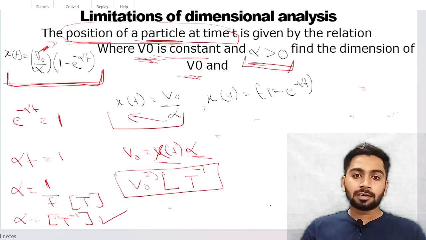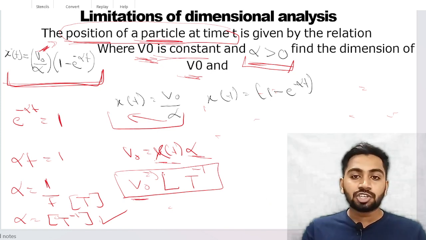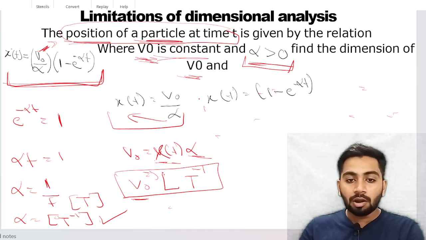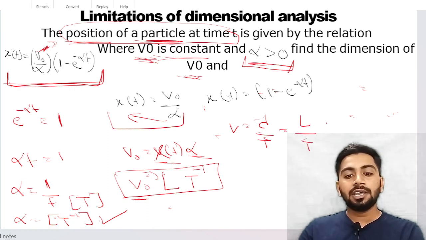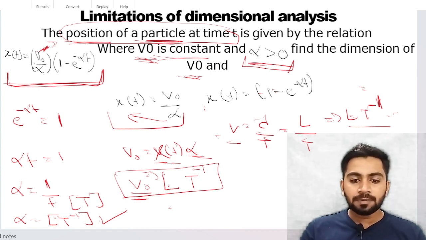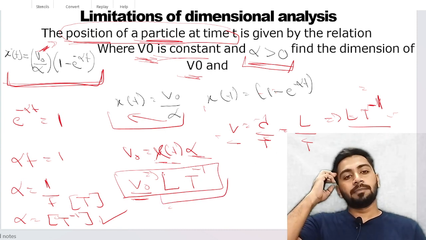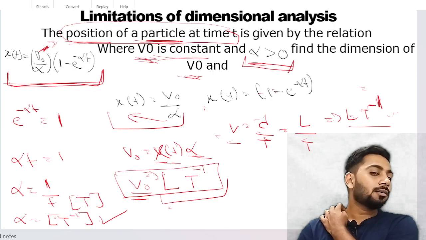Now is it right? Yes. V naught is velocity only, right? Velocity may be constant or moving. Velocity is equal to distance by time. Distance is measured in L, time is measured in T, so it becomes the same. Whether the velocity is constant or moving, the dimension must be the same, and we got the same. Now clear, guys? Now clear?